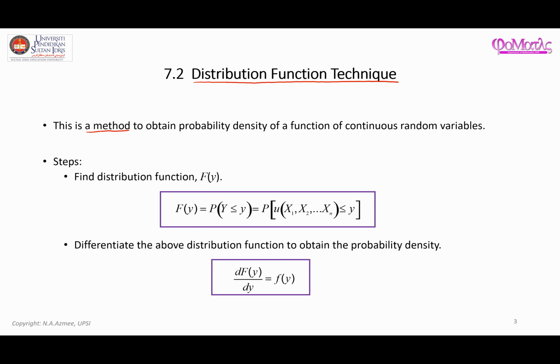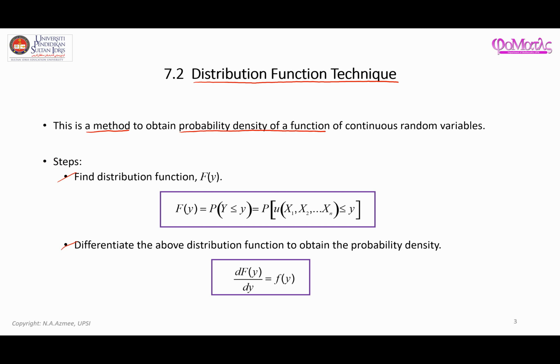In this video, I'm going to talk about the distribution function technique, and this is a method that you can use to obtain the PDF of a continuous random variable. So the method here is specifically for the case of continuous random variables. The steps are quite easy to do. We have two major steps, and I'm going to explain to you what the steps are all about.